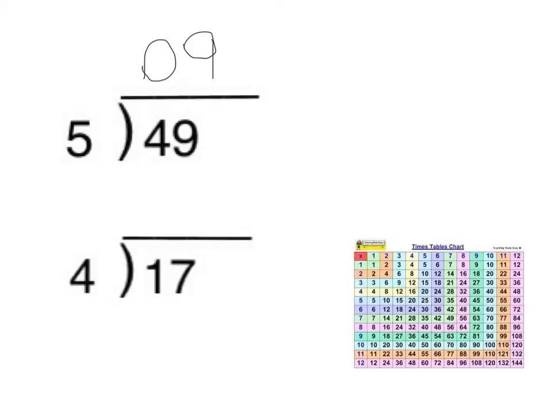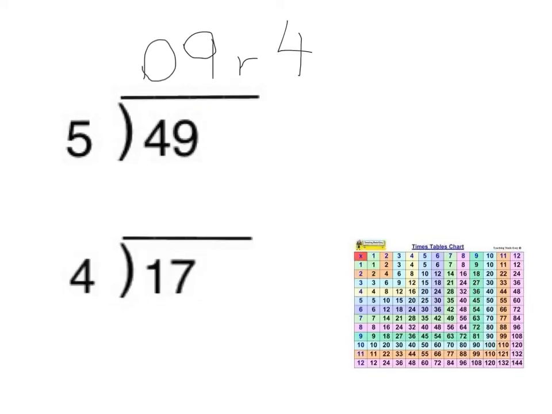Now I know that 5 times 9 is not 49, it's actually 45. So that means that I need to work out what my remainder is. I'll put a little r here for remainder, and I know that for 45 I need to add 4 more on to get to 49, so that means that I have a remainder of 4. So my answer to 49 divided by 5 is 9 remainder 4.